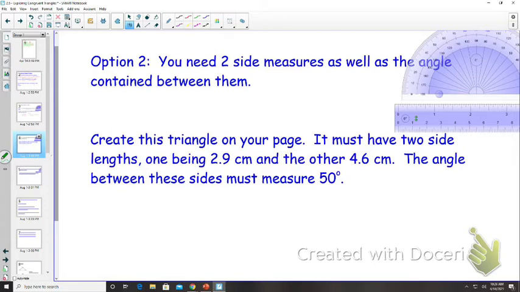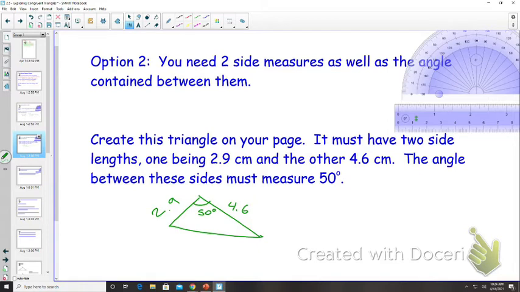So, I want you to create this triangle on your page. Brendan, give me one, please. So 2 side lengths, so it's gonna go 2.9 centimeters is the 1 side length. The angle between these sides that we know must measure 50 degrees. So if this is 2.9, this is gonna be my 4.6 side, and this is my 50-degree angle. So there is the rest of my triangle.